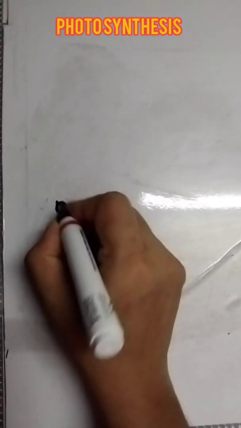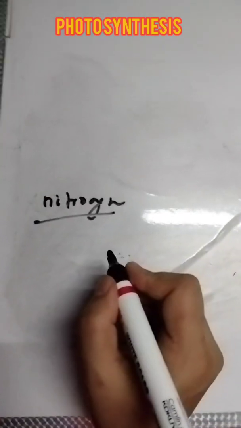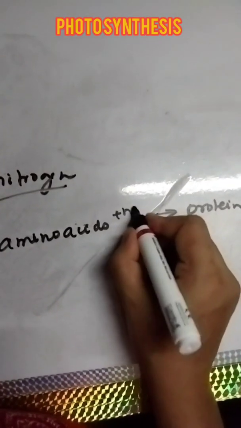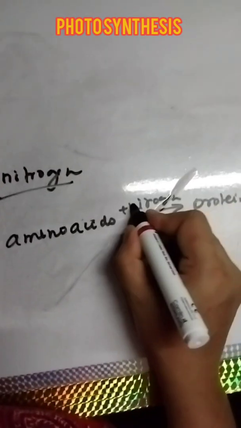Okay, let us see what different minerals are required. Let us first see nitrogen. See, plants make amino acids from the sugars. Whatever sugars they have, they make amino acids. Now from these amino acids, they have to build protein. Okay, for that they use nitrogen. With the help of nitrogen and amino acids, they build the proteins.